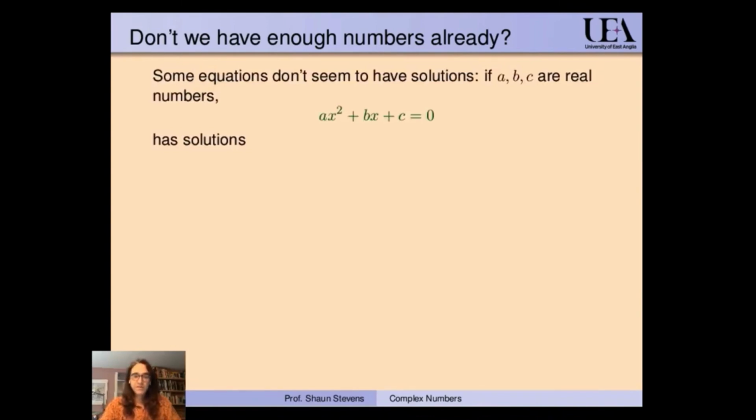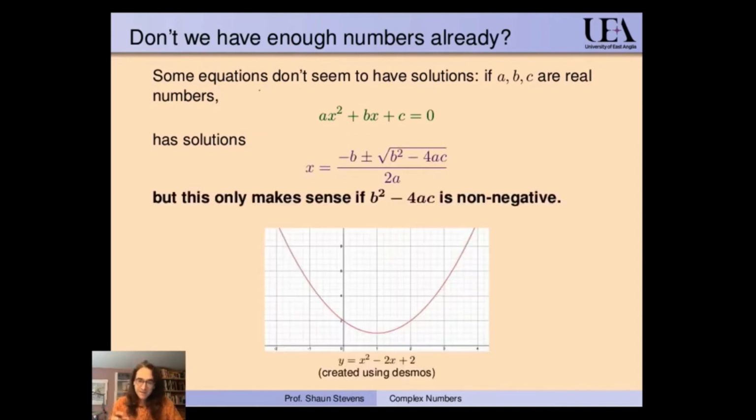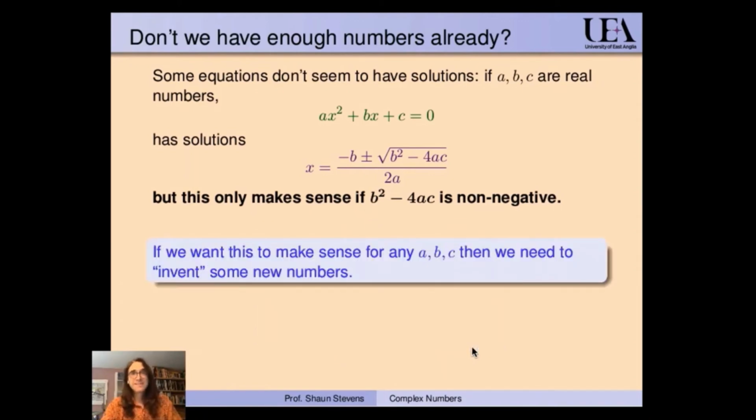For example, quadratic equations. You will all know that if we have a quadratic equation, we can write down the quadratic formula. Here it is. But that only makes sense if the number inside the square root, this b squared minus 4ac, is non-negative. If it's negative, we can't take the square root. It just doesn't make sense. And you see that because, for example, if you draw a graph of one of these quadratics, then sometimes it won't cross the x-axis, so there are no solutions. Well, if we want there to be solutions, then we're going to need to invent some new numbers.